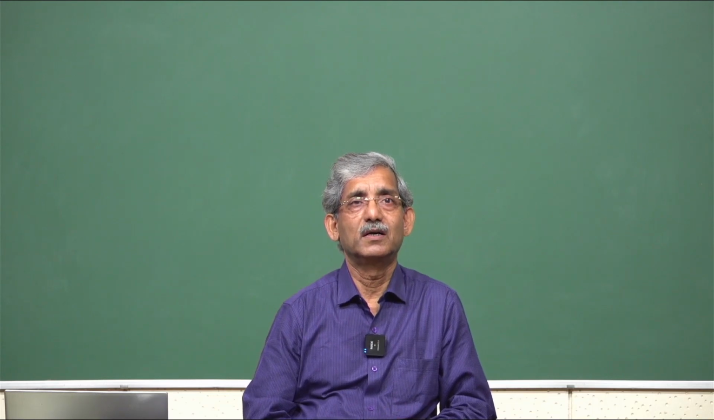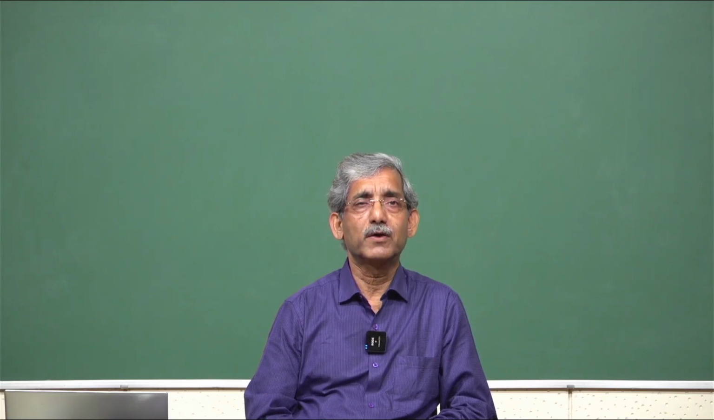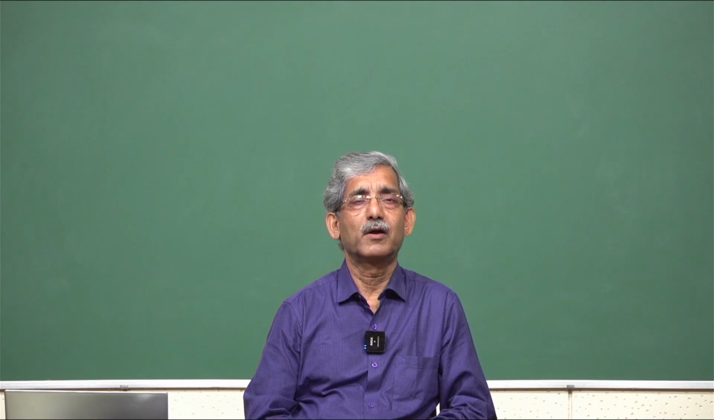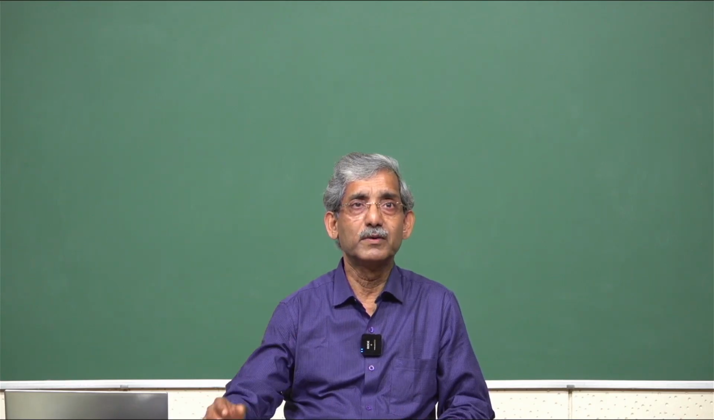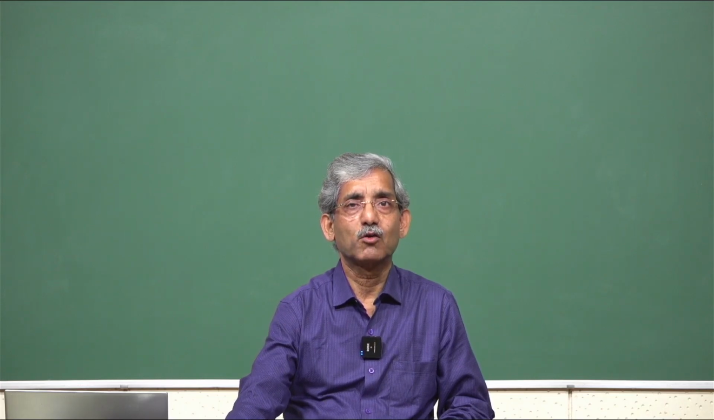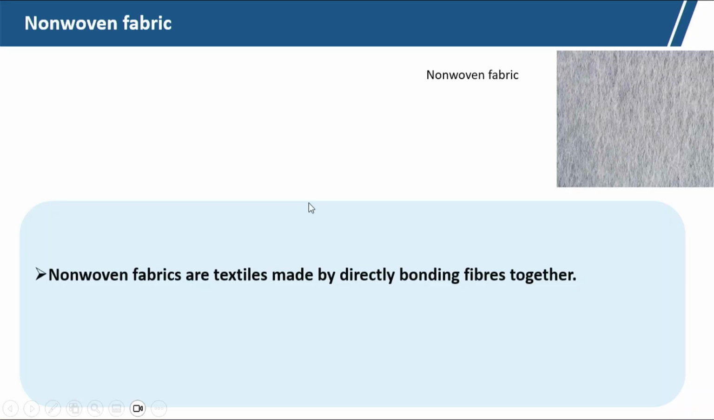Now, the last segment of the fabric is non-woven fabric. There are different types of non-woven fabrics used for protective textiles, starting from needle punch, spun bonded, melt blown, nano web. So, we use different types of non-woven fabrics. So, the non-woven fabrics are characterized, fabric is made without making the yarn. So, these are textiles made directly from bonding the fibers together. This bonding may be of different types.